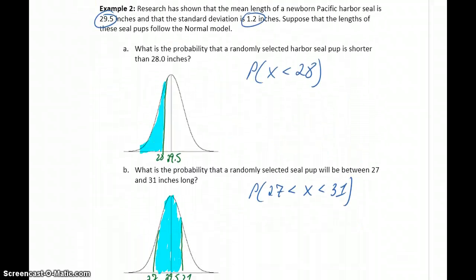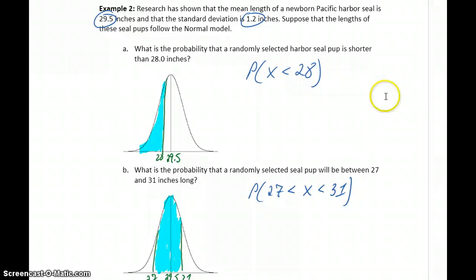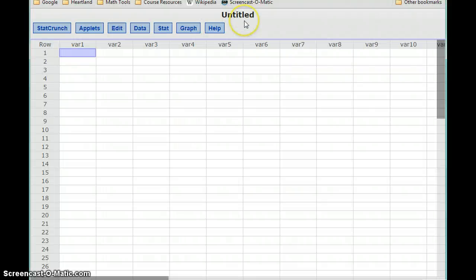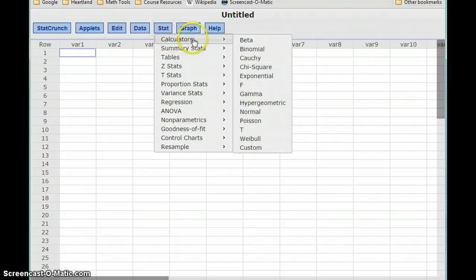In each of these cases, we're not ending up with any sort of nice geometric shape. This isn't really a triangle, not really a rectangle, so there's no simple formula we can apply to this, but StatCrunch has a calculator that will allow us to complete these calculations and find those areas. So coming back to that first example, we want to calculate the probability that x is less than 28, given this mean and standard deviation. So in StatCrunch, we'll select Stat, Calculators, and then the normal calculator.